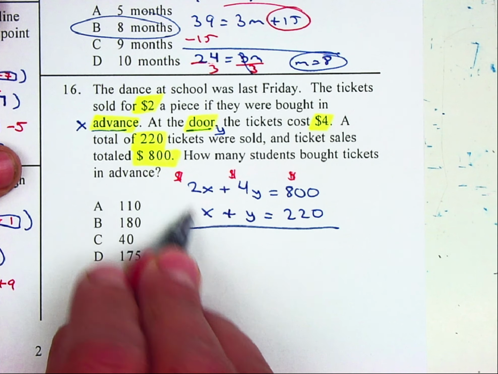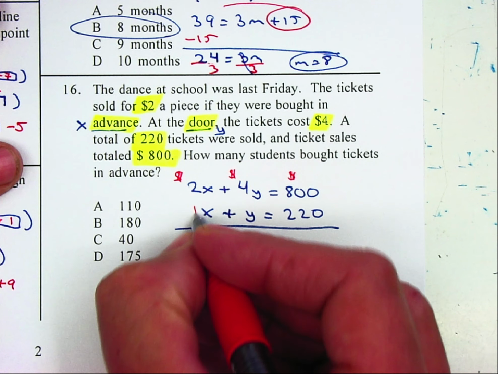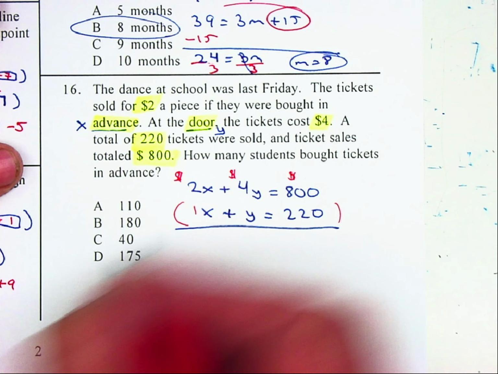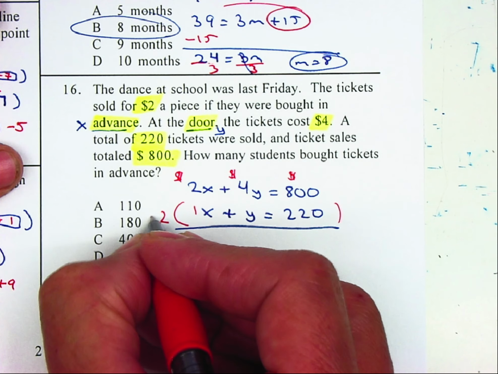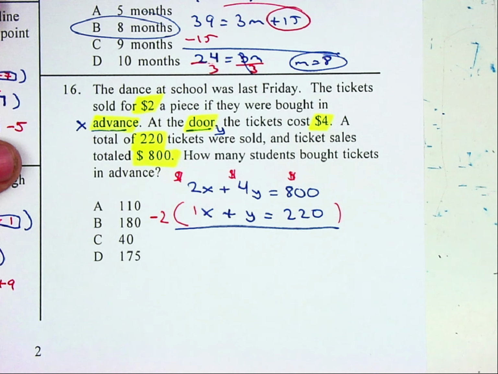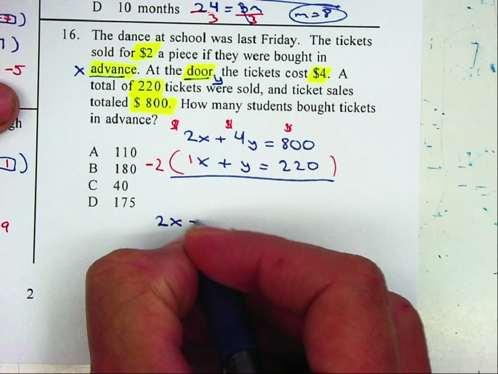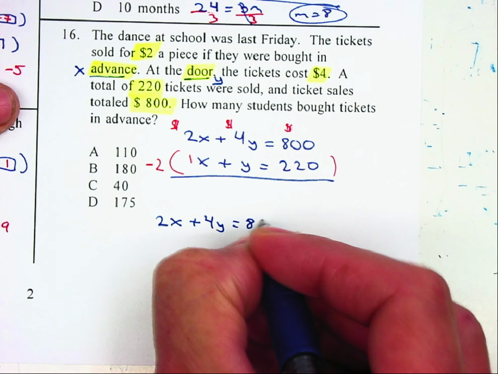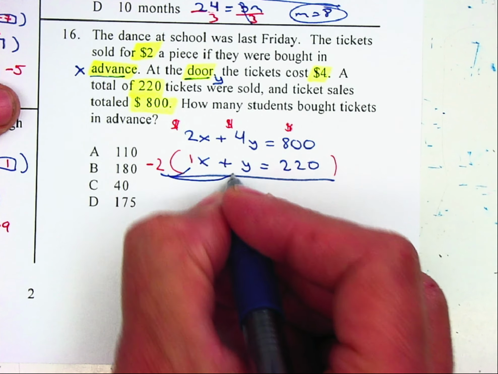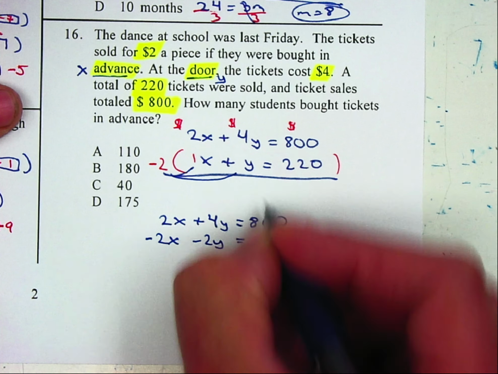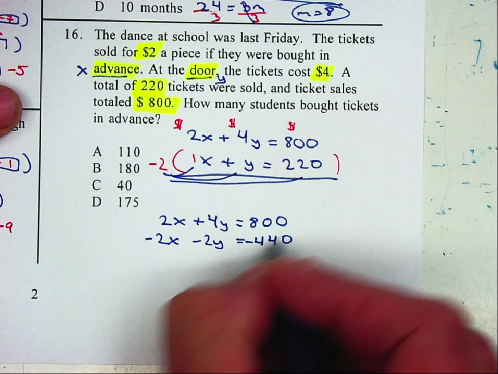I'm going to cancel the x's, since it seems to be easier. There's a 1 in here. So what do I need to multiply 1 by to make it a 2? By 2. But since they have the same sign, I'm going to multiply by negative 2. My first equation will stay exactly the same: 2x plus 4y equal to 800. My second one, multiplied by negative 2, negative 2x, negative 2y, negative 2 times 220 is negative 440.